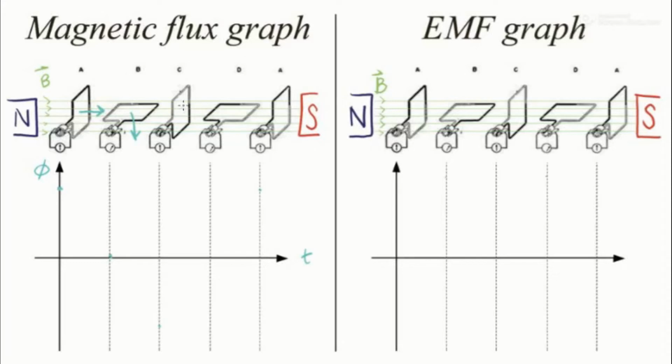Position C looks almost the same as it did in position A. They have the same amount of magnetic field lines passing through. But the normal of the coil here is pointing that way. That's opposite the direction of the magnetic field. So this means it's a minimum point on the flux graph. Position D has the normal of the coil pointing upwards, and just as in position B, no magnetic field lines are passing through at this point. So then it just returns back to position A.